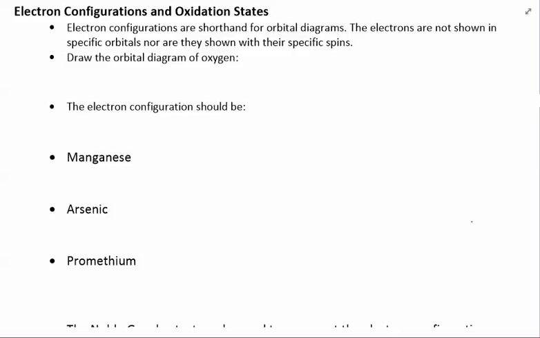So rather than drawing all of the electrons out as arrows, we're just going to write them in a little bit shorter way. This way is much quicker and faster than orbital diagrams, but this is just one of the other ways we're going to discuss. So we're going to start by looking at the orbital diagram of oxygen. That's the orbital diagram for oxygen. We have a total of 8 electrons there.